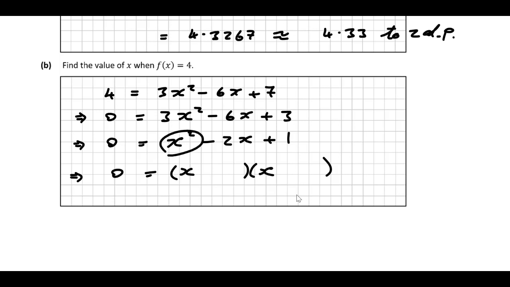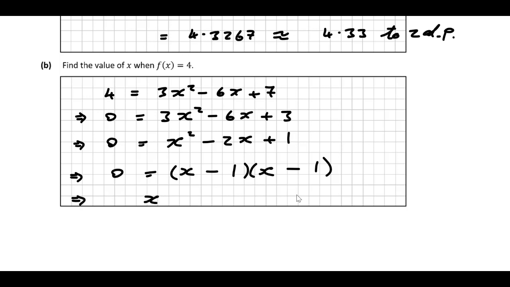X times x will give us x squared. 1 times 1 will give us 1. We want a plus 1. I'm going to multiply those two together to give us plus 1. So it's going to be plus plus or minus minus. Because this is a minus, it's going to be minus minus here.